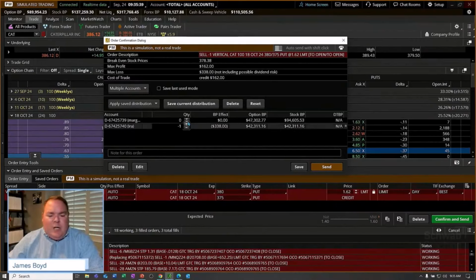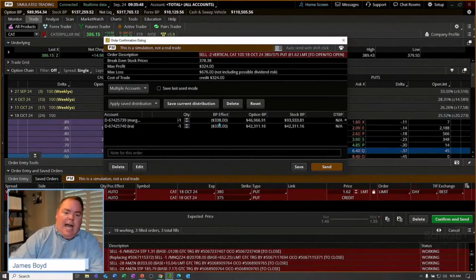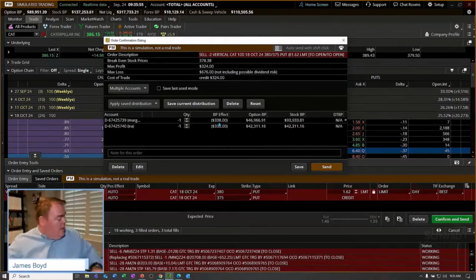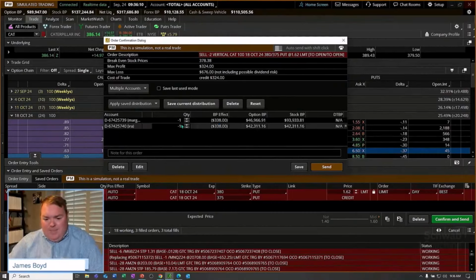So the reason why we're doing one contract in the margin account is that it would stay below that dollar amount that we could lose. Now, on that portfolio of the margin, let's say we could lose $500. If we could lose $500, and that account is at $68,500, that would be 0.7%. I can't do two contracts. I can only do one.